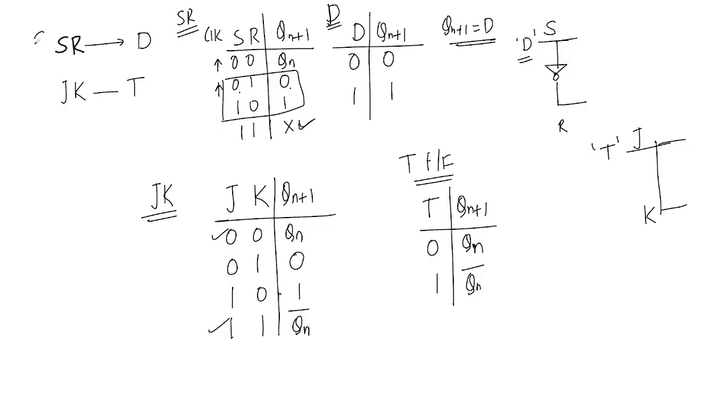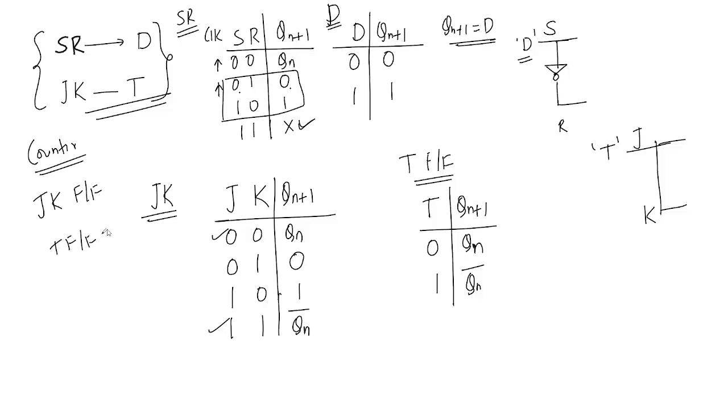So you need to remember this. From SR you will get D, and from JK you will get T. Mostly counters are designed by using JK flip flop and T flip flop. Those two operate in which mode? Toggle mode, toggle state.